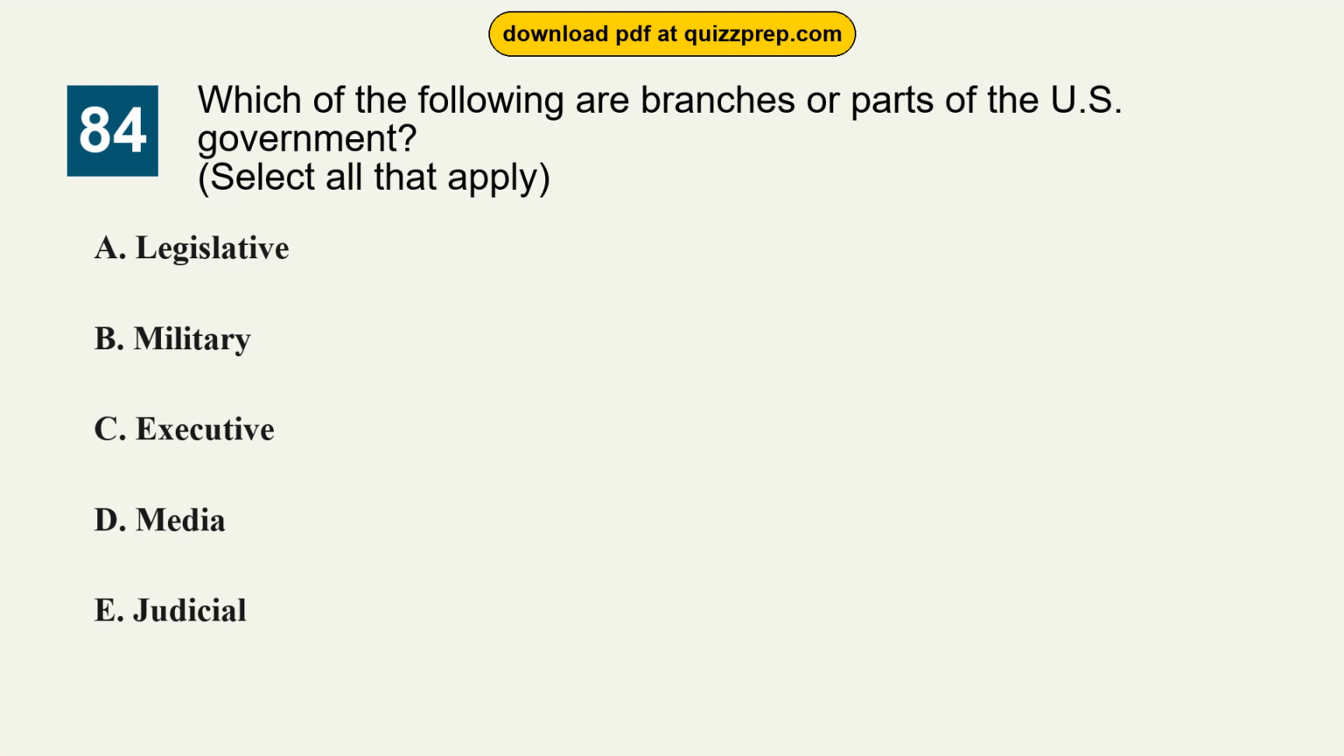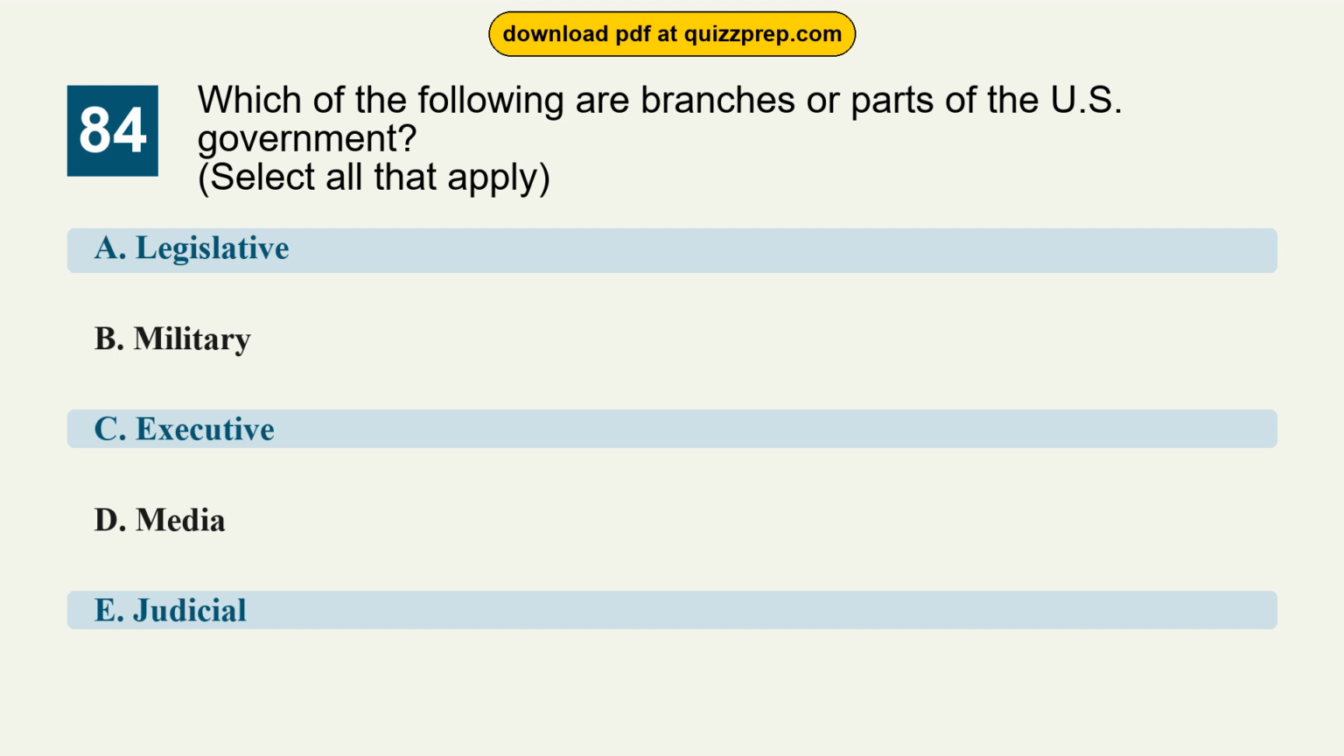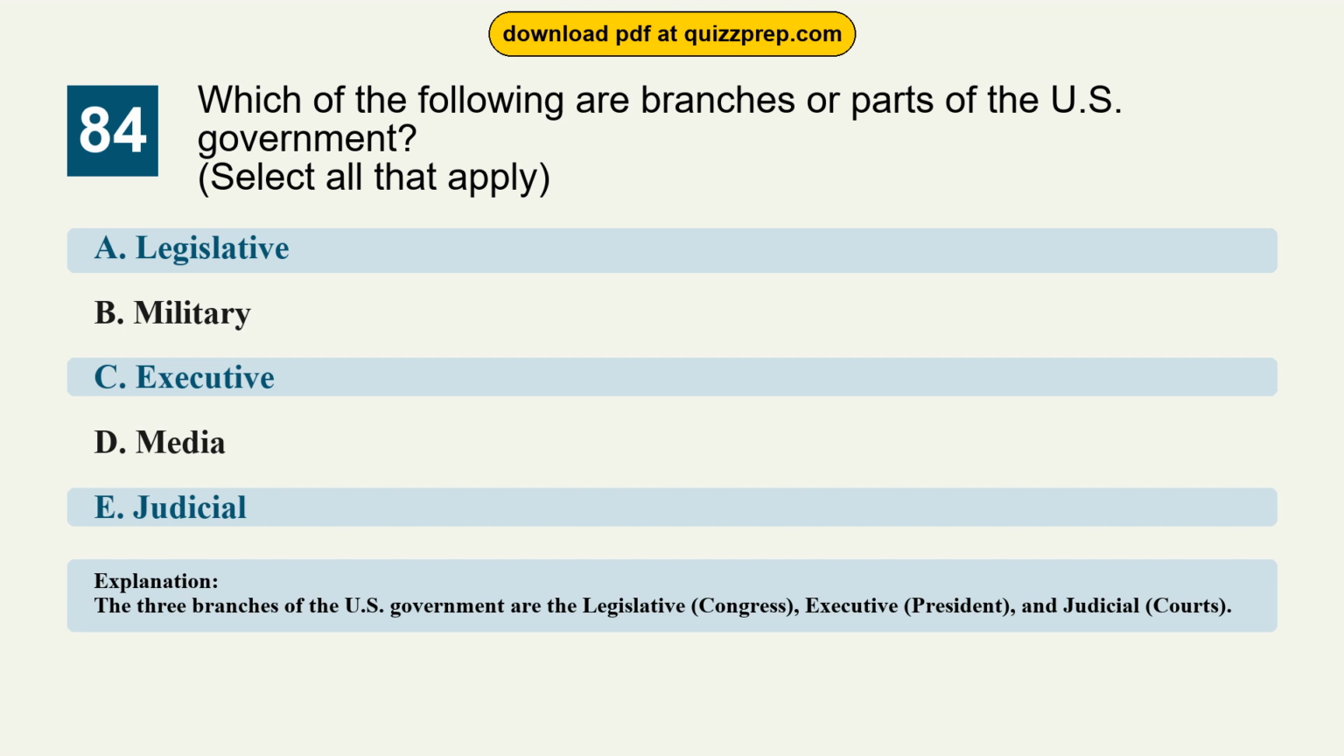Question 84. Which of the following are branches or parts of the U.S. government? Option A, Legislative. Option B, Military. Option C, Executive. Option D, Media. Option E, Judicial. The correct answers are options A, C, and E. Legislative, executive, judicial. The three branches of the U.S. government are the legislative, Congress, executive, president, and judicial, courts.